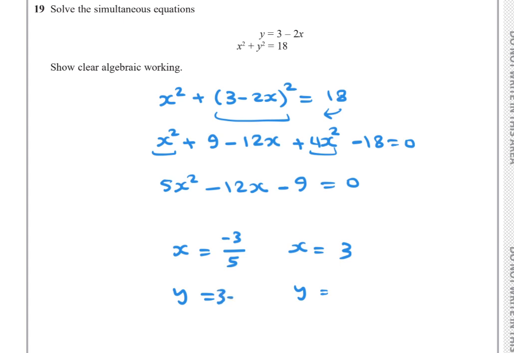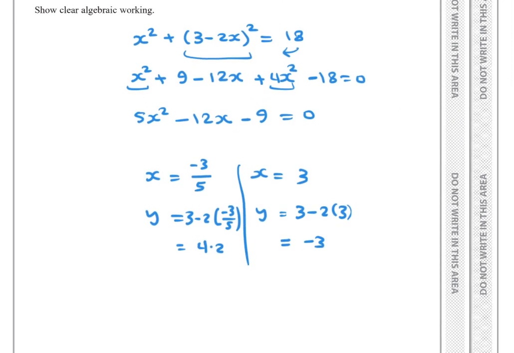So 3 minus 2 times negative 3 over 5 equals 4.2. And if x equals 3, y equals 3 minus 2 times 3, so 3 minus 6, so negative 3. So the two solutions are x equals negative 3 over 5 with y equals 4.2, and the second solution x equals 3 with y equals negative 3.